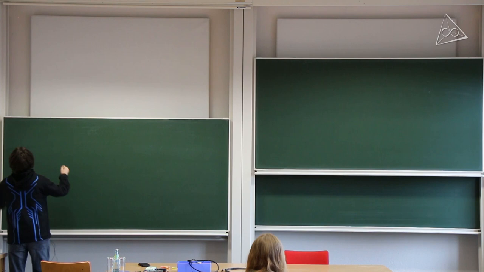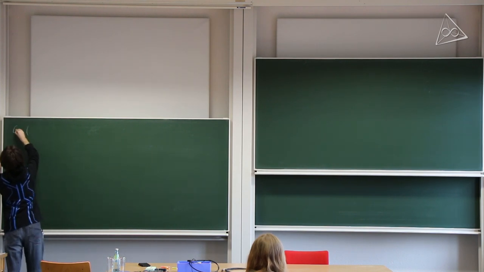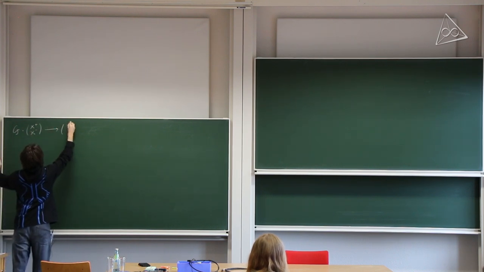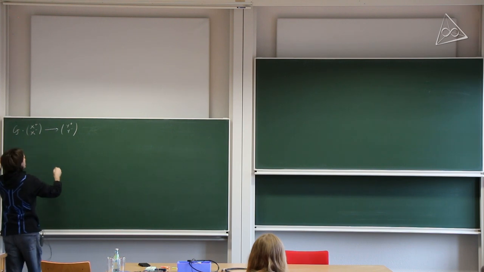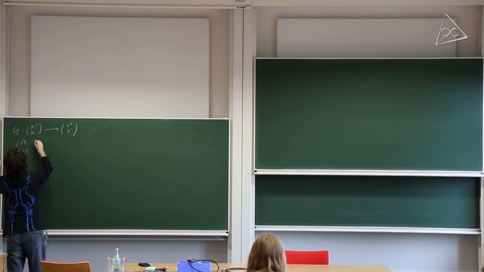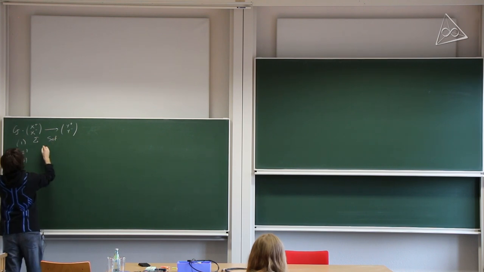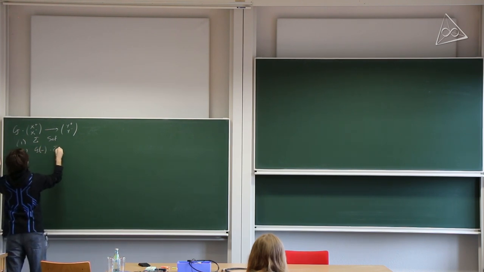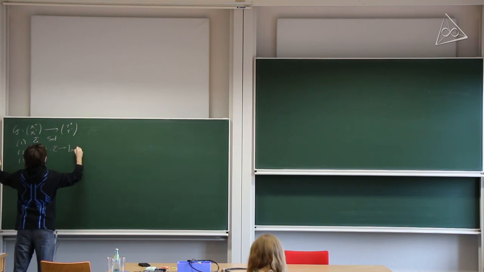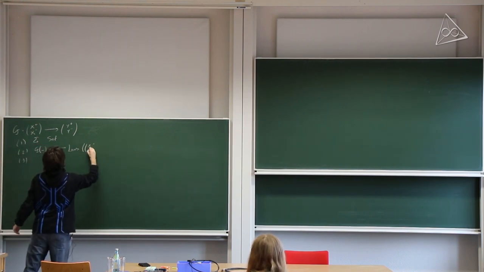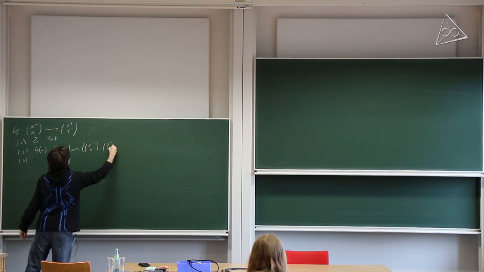So an open game G from some pair of sets x plus, x minus to y plus, y minus consisted of three pieces of data. One was a set, which is called sigma, the strategy profiles. One was a function, which I'll call g of blank, going from sigma to the lenses, going from x plus, x minus to y plus, y minus.